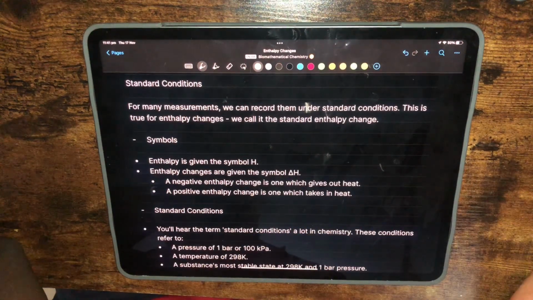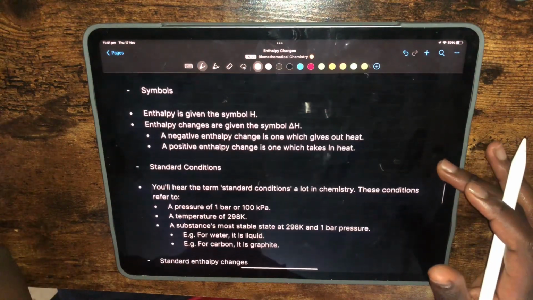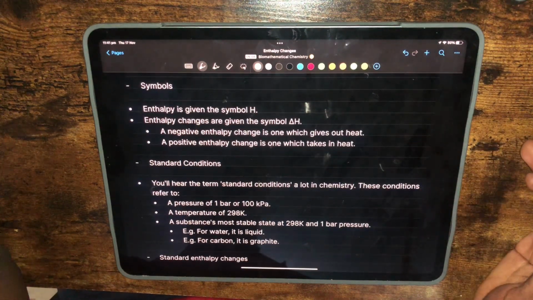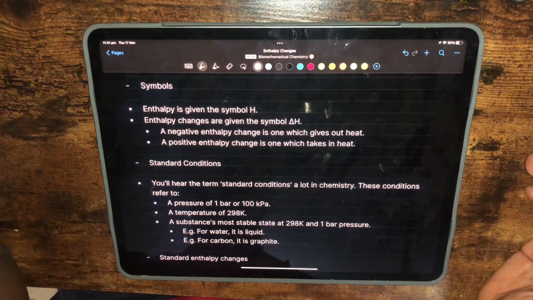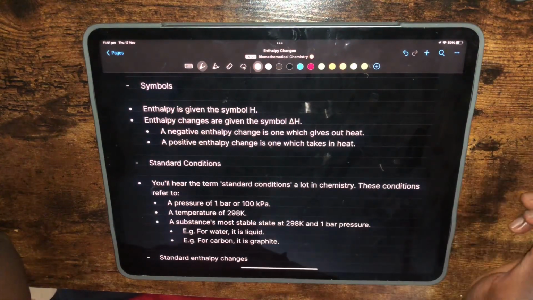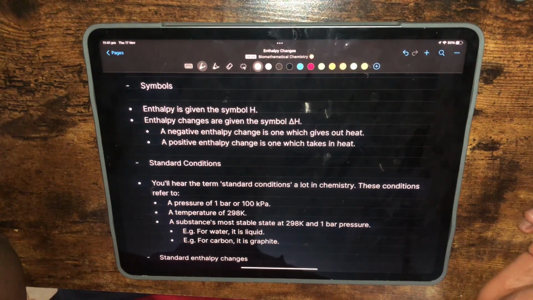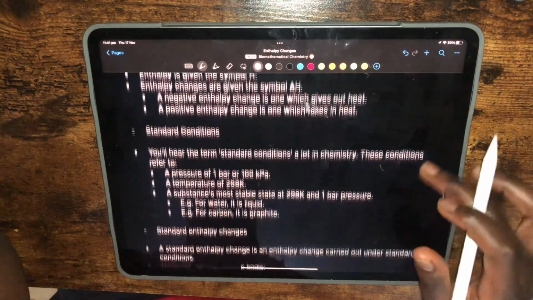For more measurements, we can record them under standard conditions, and this is true for enthalpy changes. We call it standard enthalpy change. Standard conditions is something that's more A-level. So, symbol: enthalpy is given the symbol H, and enthalpy changes are given the symbol delta H. Change in maths is usually represented by delta, and enthalpy is represented by H. A negative enthalpy change is one which gives out heat, i.e. an exothermic reaction, and a positive enthalpy change is one that takes in heat, an endothermic reaction.